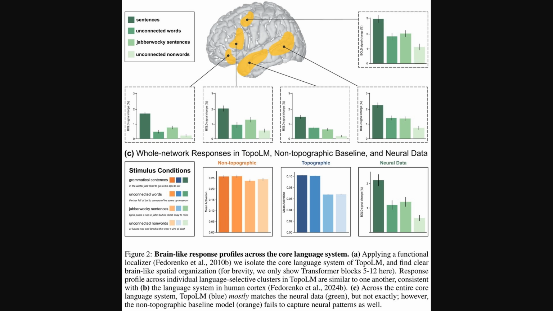Building on that model structure, Figure 2 shows the results. Part A uses a functional localizer to identify language-selective clusters within TopoLM, similar to the human brain, shown in B. The response profiles within these clusters are consistent. Crucially, Part C compares the whole network response. TopoLM, in blue, closely matches the neural data pattern, shown in green, much better than the standard non-topographic model in orange, which doesn't capture these neural patterns well.